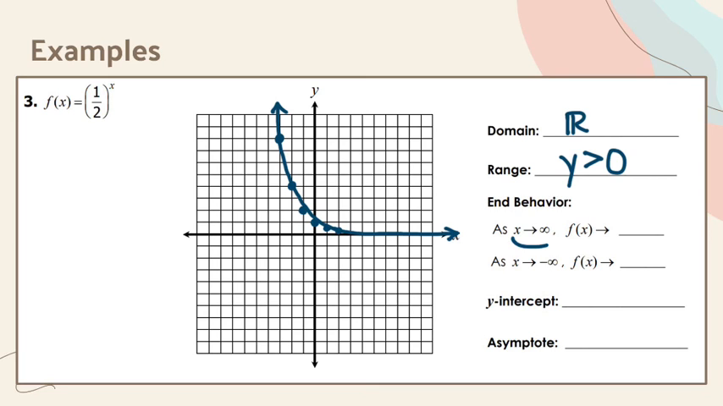Oops, I'm so sorry. This is the right side of our graph. On the right side of our graph, our arrow goes toward 0 and will never cross it. Then on the left side of our graph, our arrow goes up towards positive infinity. Our y-intercept, once again, is at (0, 1). And our asymptote always coincides with our range and is at y equals 0.